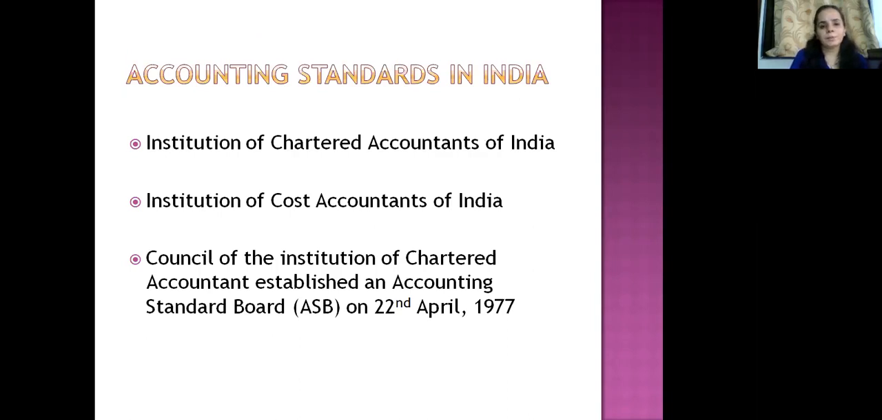Now, we talk about the accounting standards in India. The accounting standards are made by the council, and the council consists of two bodies. One is the Institution of Chartered Accountants of India and the other is the Institution of Cost Accountants of India. These two bodies established a board called the Accounting Standard Board, abbreviated as ASB, on 22nd April 1977.